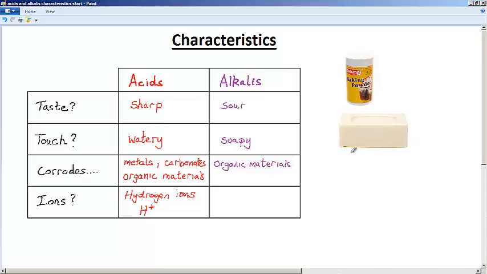For example, here we've got an example of a couple here. Soap, which is used to clean our bodies. It actually corrodes the layer of dead skin on the outside of our bodies and helps to keep us clean in that way. And baking powder can be used to clean kitchen surfaces. And what about the ions that alkalis produce? Well, whereas acids produce hydrogen ions, which are positively charged, alkalis produce something called hydroxide ions, and we'll learn more about these in the next lesson. And these consist of a pair of oxygen and hydrogen atoms joined together chemically, and they have a negative charge.